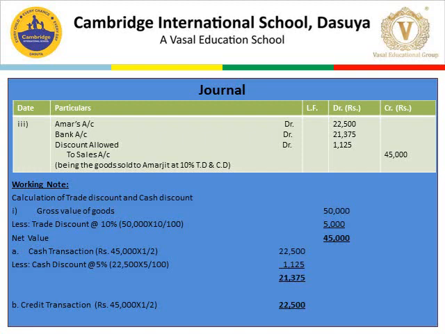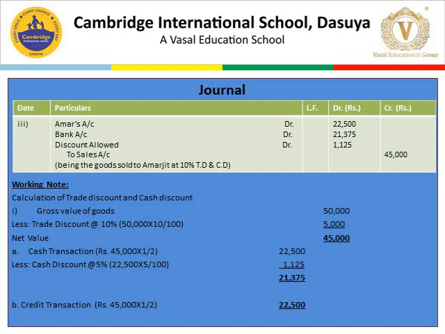First, we will see the working note, calculation of trade discount and cash discount. First, gross value of the goods, that is 50,000, less 10% trade discount. 10% of 50,000 is 5,000. 50,000 minus 5,000, we are left with 45,000. So this is the value of sale. In the journal entry, on the credit side, sales is credited with 45,000.